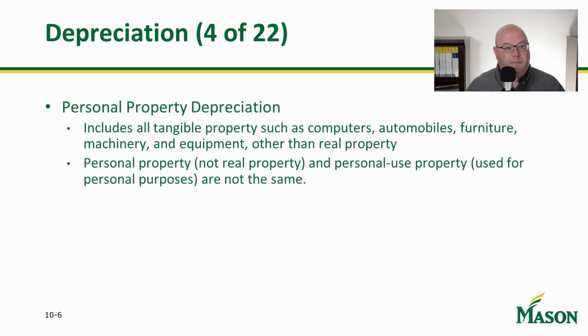So personal property depreciation includes all personal property such as computers, automobiles, furniture, machinery, and other equipment. Basically, if it's movable and it still retains its character and its functional use. Very good example, this microphone that I have right here. If I take this microphone and I move it into my office, is it still a microphone? Yes. If I take it and I move it outside, is it still a microphone? Yes. Can I move it across the street and still use it? Yes. Therefore, this is going to be personal property.